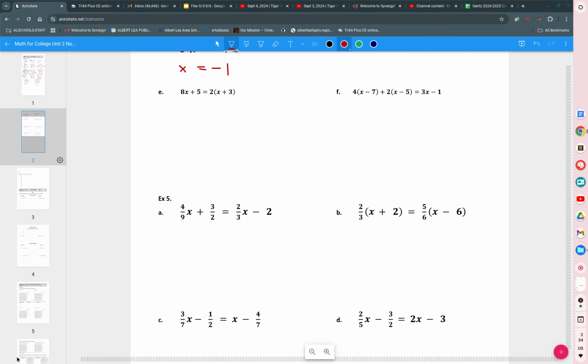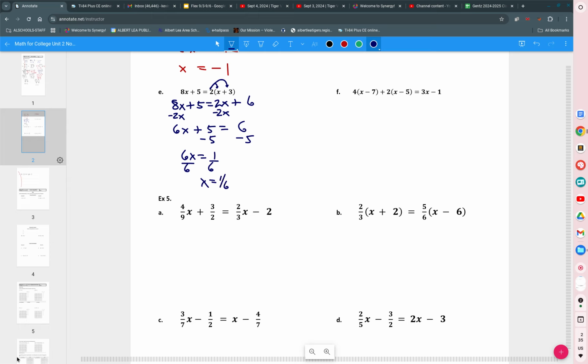For letter E, notice that this whole side is being multiplied by 2. You could try to divide the other side by 2, but 5 doesn't really divide well by 2. So in this situation, I'm going to choose to distribute the 2 through the parentheses. And when I do, I get 8x plus 5 is equal to 2x plus 6. Now it's time to gather our terms on one side. I'll subtract the 2x to get 6x plus 5 is equal to 6. And now I will subtract the 5 over to get 6x is equal to 1. Divide by 6, x is 1/6.